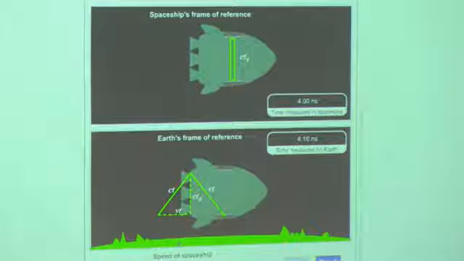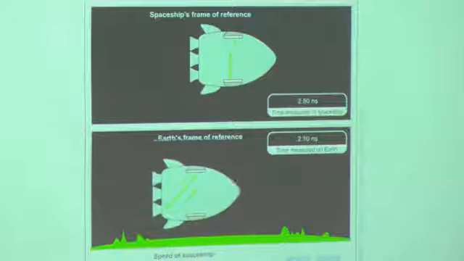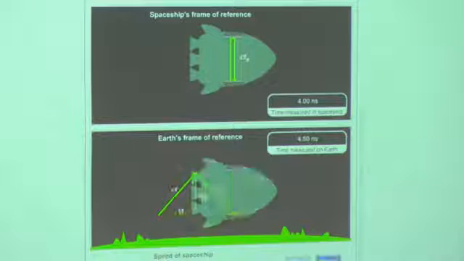Let's speed up the spaceship. Let's go half the speed of light. You can see now it travels even further. It covers more space when we watch it from our Earth frame of reference. So it's going to take even longer to go up and back down. It has to keep the speed of light the same. This animation says it's 4.7 nanoseconds.